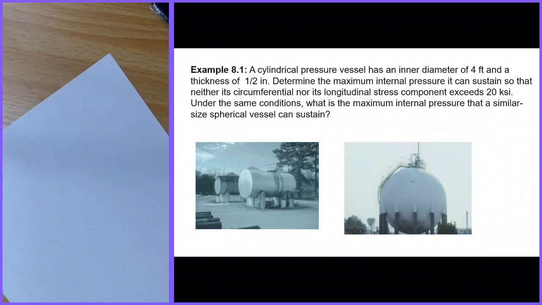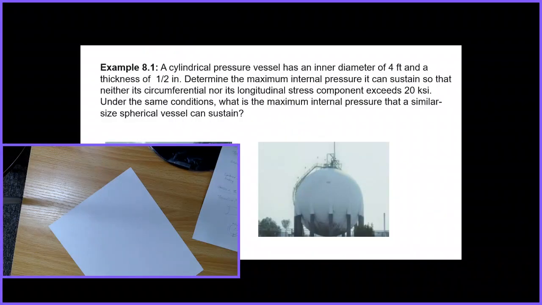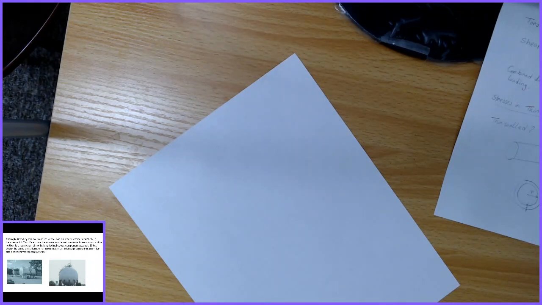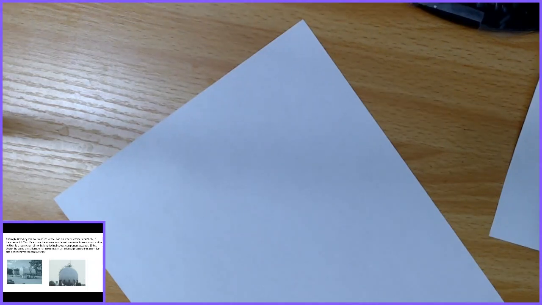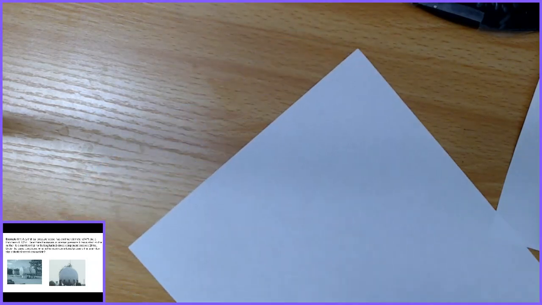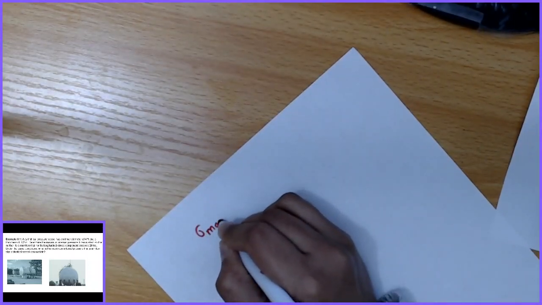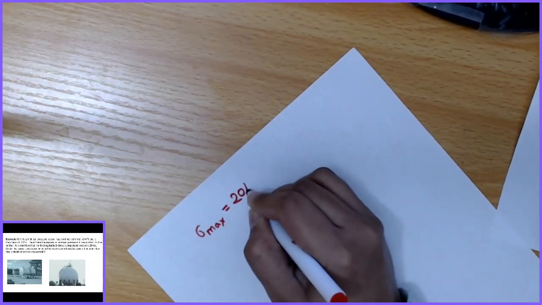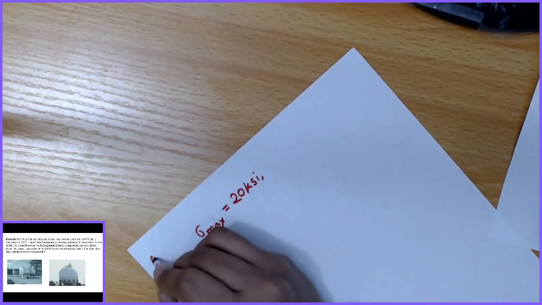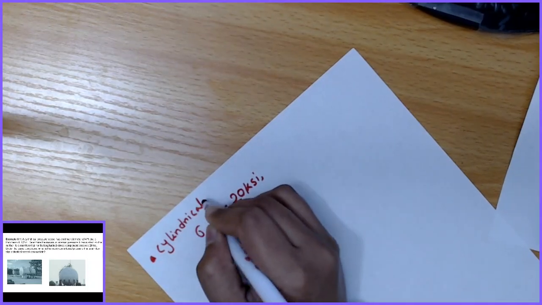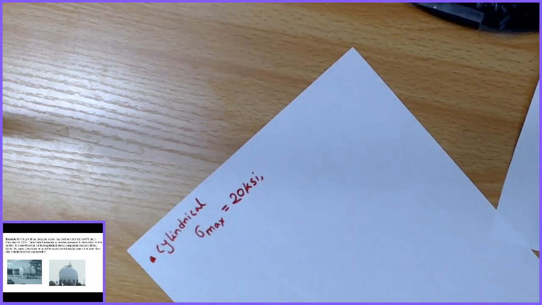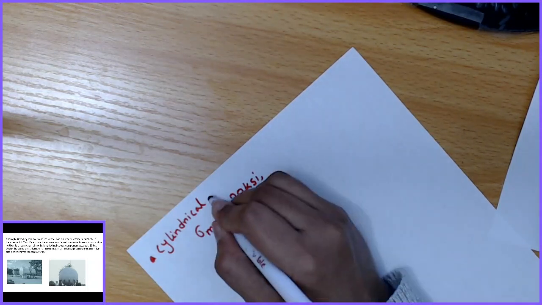Let's solve that problem. Then you will understand the advantage of spherical pressure vessels over cylindrical ones. Okay, it is given that sigma max is 20 ksi, and first we are considering the cylindrical pressure vessel.